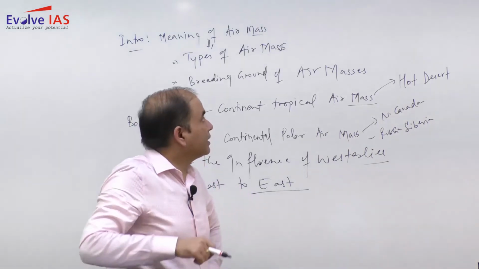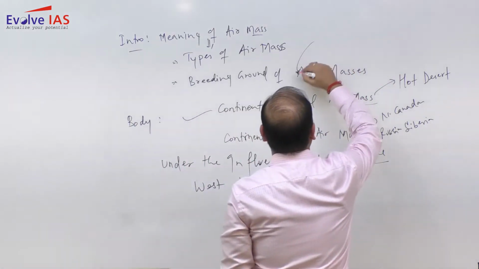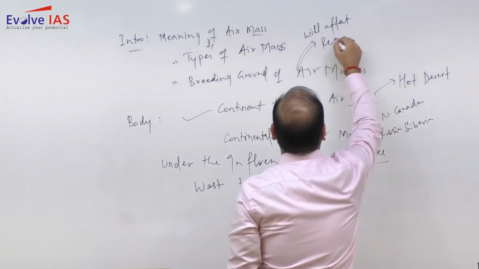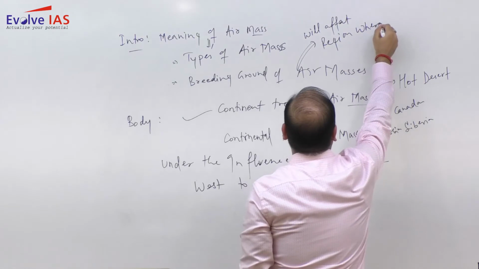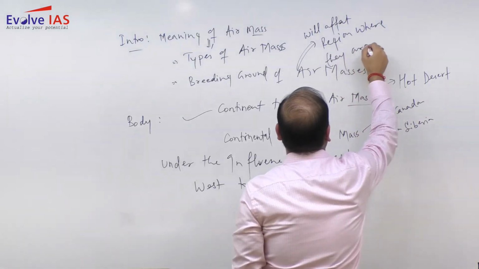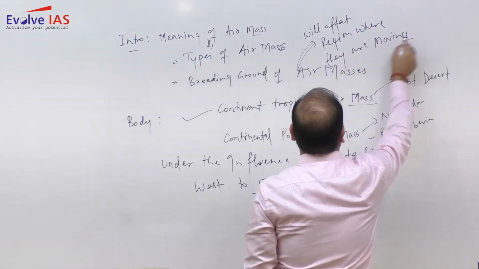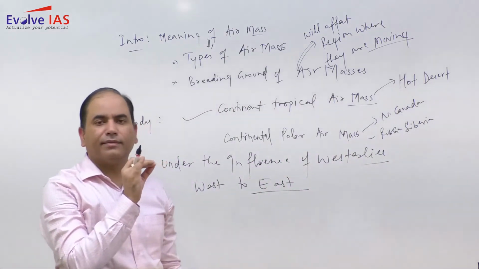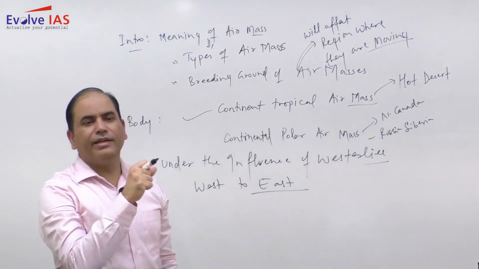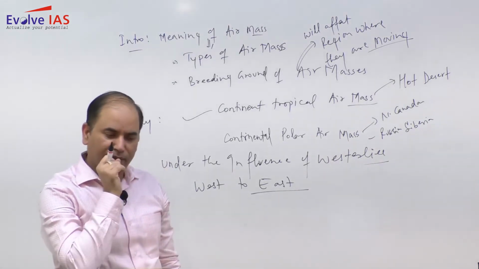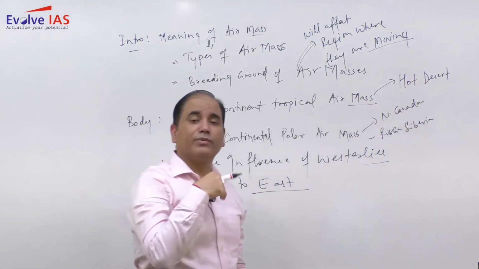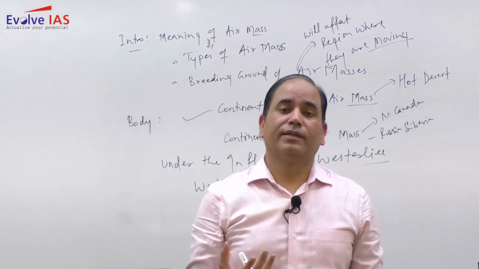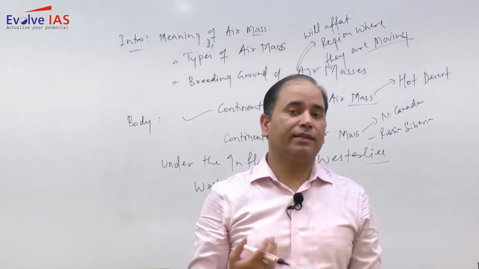So based on the temperature and humidity, these air masses will affect the region where they are moving. Especially Europe and North America are highly affected by air masses. One more very important characteristic, which most of you must know, is that whenever two contrasting air masses come toward each other, then frontal activity happens.